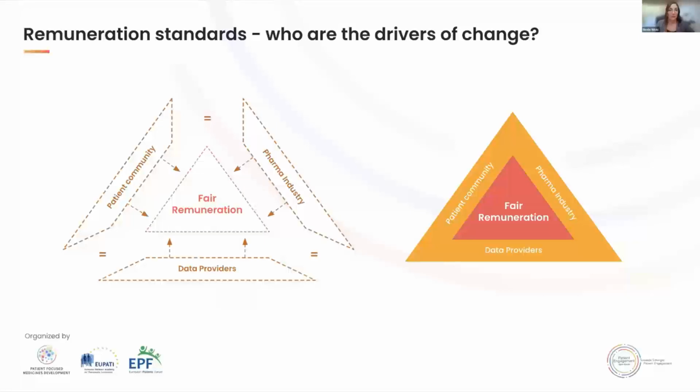So patients want and deserve to be paid fairly and to feel appropriately valued and respected for their contributions. The pharmaceutical industry needs to mitigate risk and align its internal approaches to externally recognized standards and realities. Data providers rely on quality data for their market analysis.